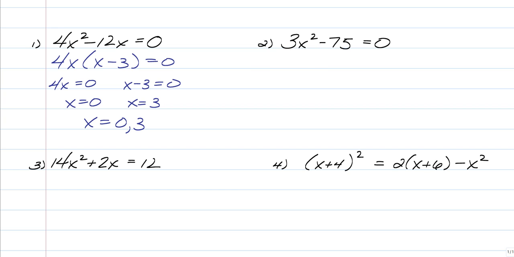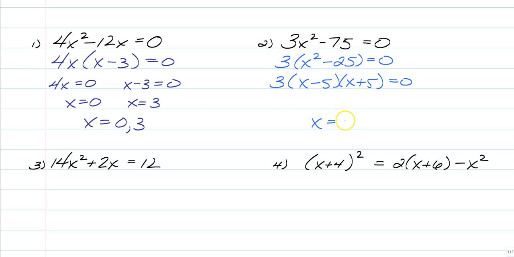But for number 2, the first thing we would do is factor out a 3, leaving us with x squared minus 25. And we can see the inside over here is factorable by the difference of two squares. So we would have 3, x minus 5, and x plus 5 equals 0. So we would set each of those terms equal to 0, and we would end up with x is equal to a positive 5 and a negative 5.